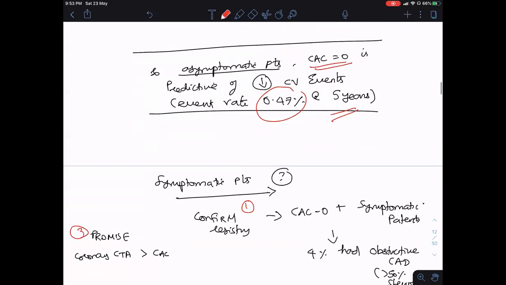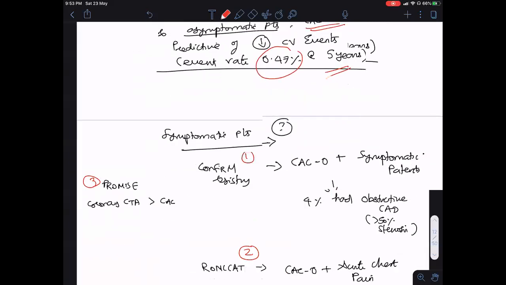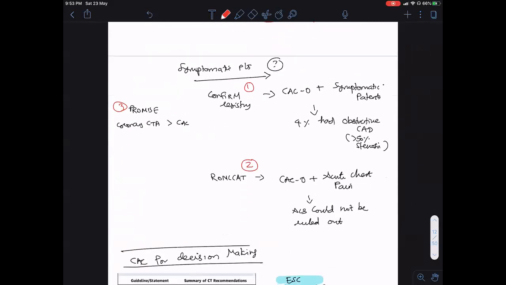So what about in patients who are symptomatic? Patients who have chest pain, stable ischemia, who have had an ACS in the past. In symptomatic patients, the coronary artery calcium has very little value. This has been shown by various studies.